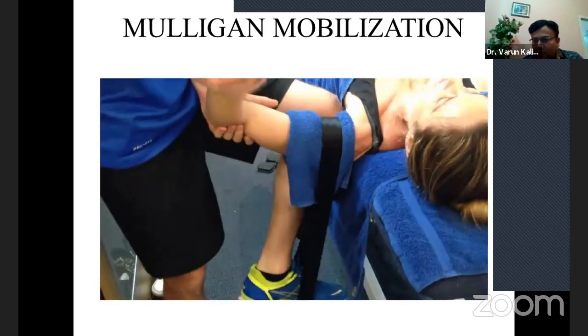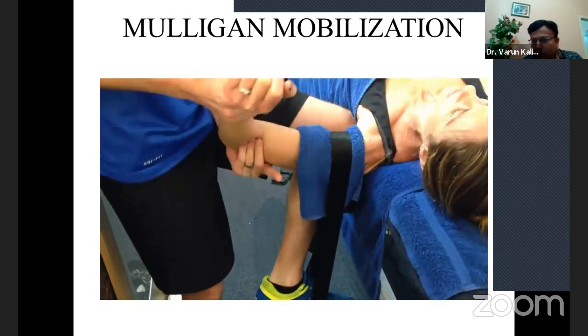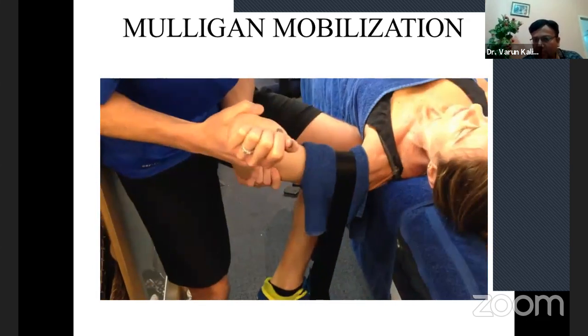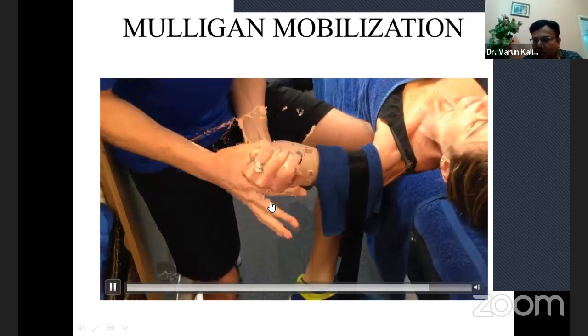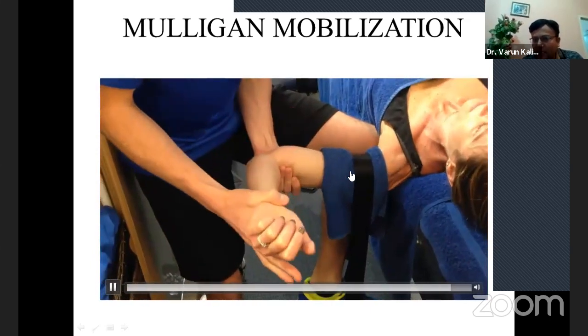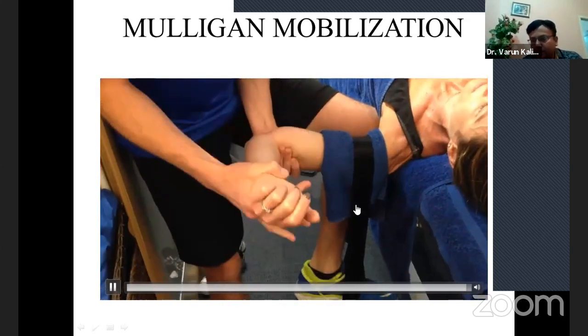Then the therapist puts a downward pull at the shoulder joint, or glenohumeral joint, along with distraction. Here you can see he applied the distraction and then goes for the external rotation. The important thing is we have to maintain this distraction and this pull till the movement is complete.